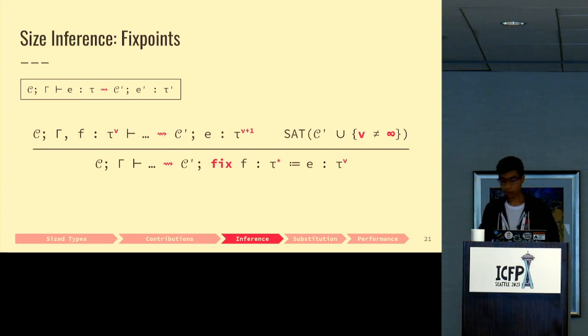So onto the pipeline. Let's start with the first half of the pipeline. We'll focus on the most important rule, which is the case of typing fixed points. So a fixed point f of type tau and body e is well typed if the body has type tau with size v plus 1, while only allowed to recursively call f at size v. And to ensure that this recursive call is truly at a smaller size, we have to add the constraint that v cannot be infinite.